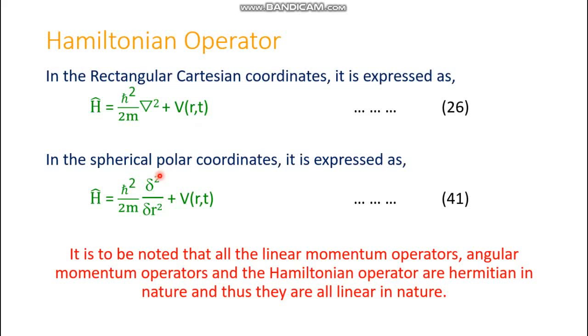And according to the spherical polar coordinates, it is expressed as this one. In place of the Laplacian, you have to just replace it by del 2 by del r squared, and V of r, t is the same. But it is to be noted that all the linear momentum operators, angular momentum operators, and the Hamiltonian operator are Hermitian in nature, and thus they all are linear in nature.